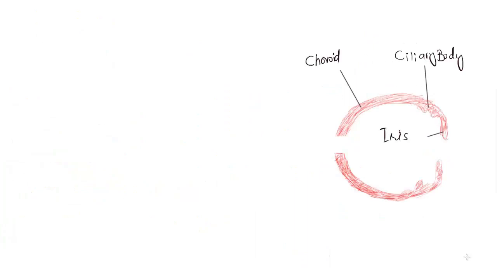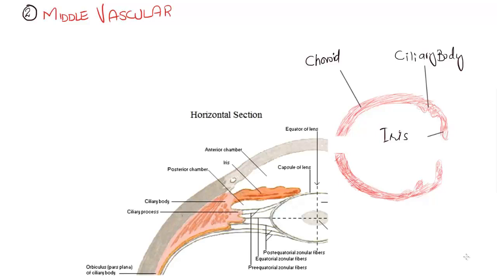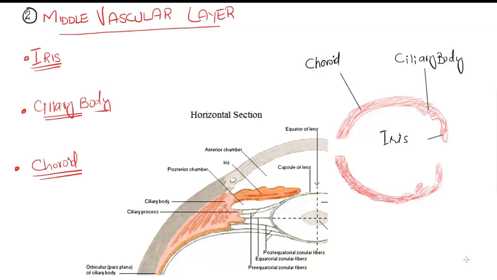Number 2 is the middle or vascular layer of the eyeball, which consists of choroid, ciliary body, and iris. Iris is a colored, free, circular shaped diaphragm with an aperture in the center, which is called pupil. Iris divides the anterior segment of the eye into anterior chamber and posterior chamber, which contain aqueous humor, which is secreted by the ciliary body. It consists of 2 groups of muscle fibers.